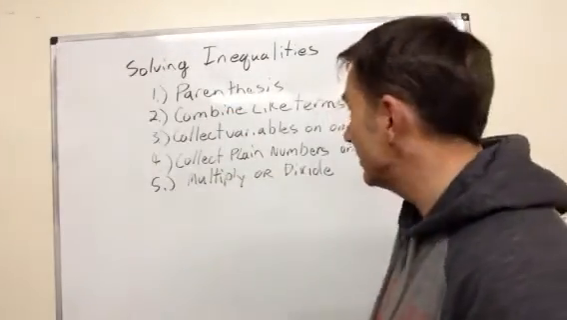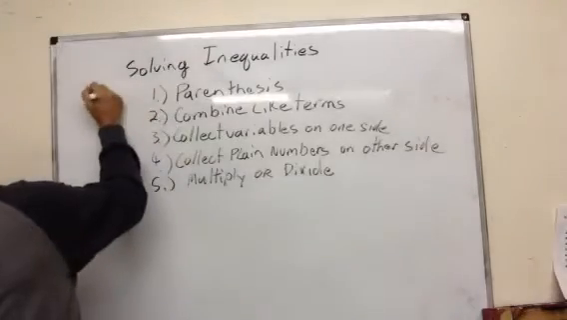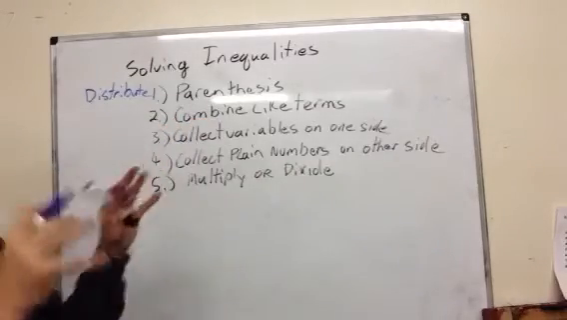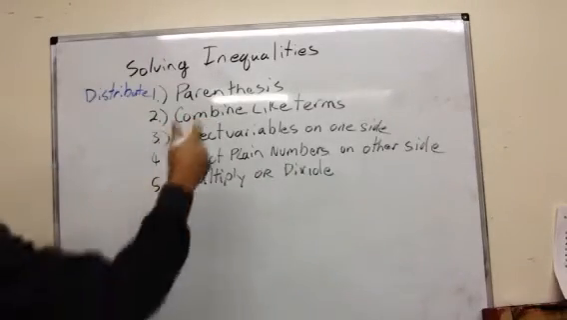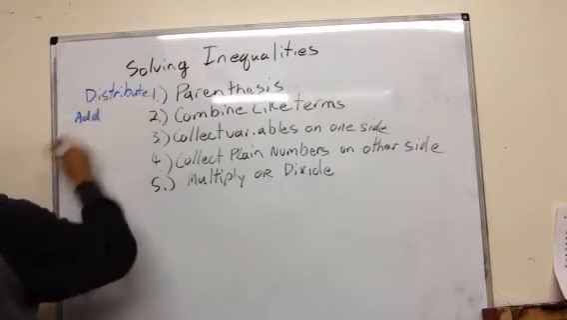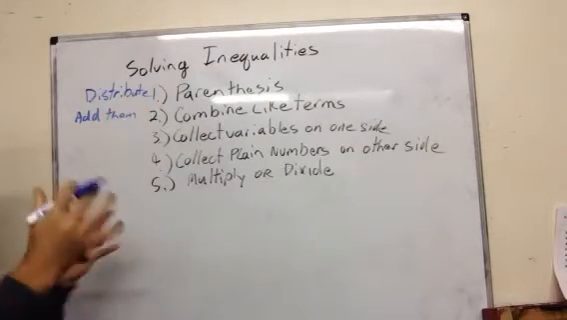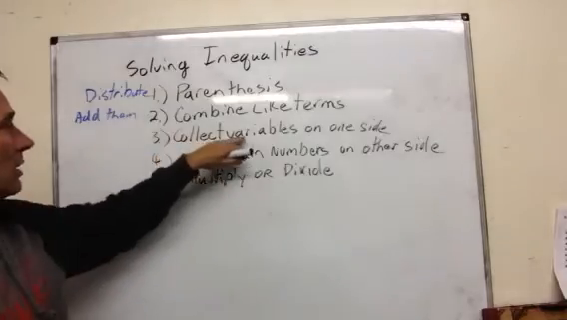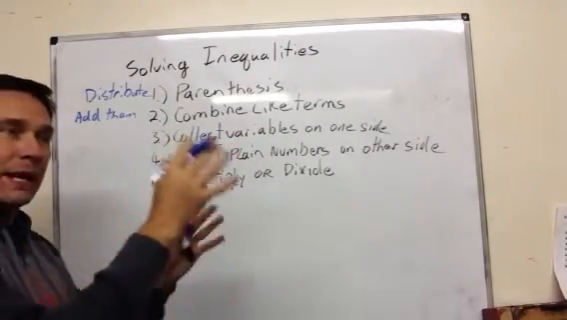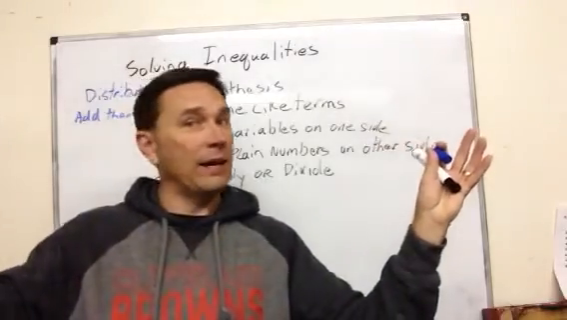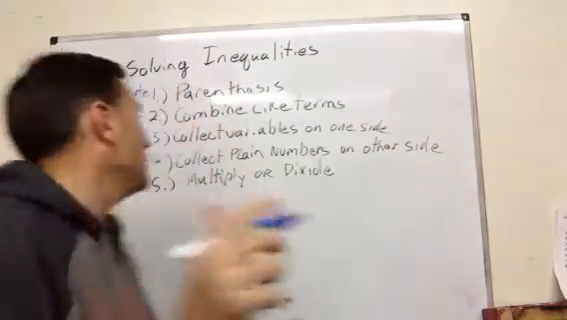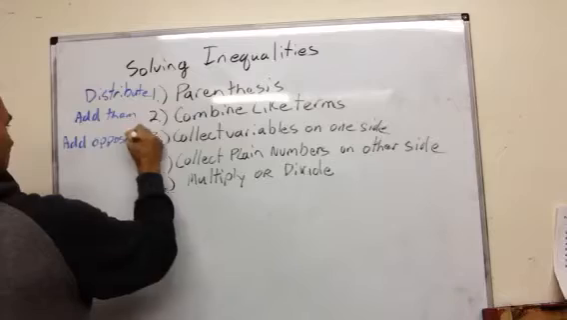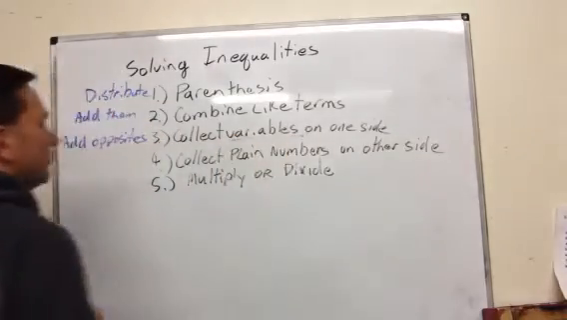If we see a set of parentheses, guess what we need to do? We're going to distribute. If we see terms on the same side of the equal sign, we're going to combine them. We're just going to add them up. Third step, once we can't combine any more like terms, we want to collect variables on one side. So if you have variables on the left-hand side and on the right-hand side, we need to add opposite variables. And we're going to add the variables.